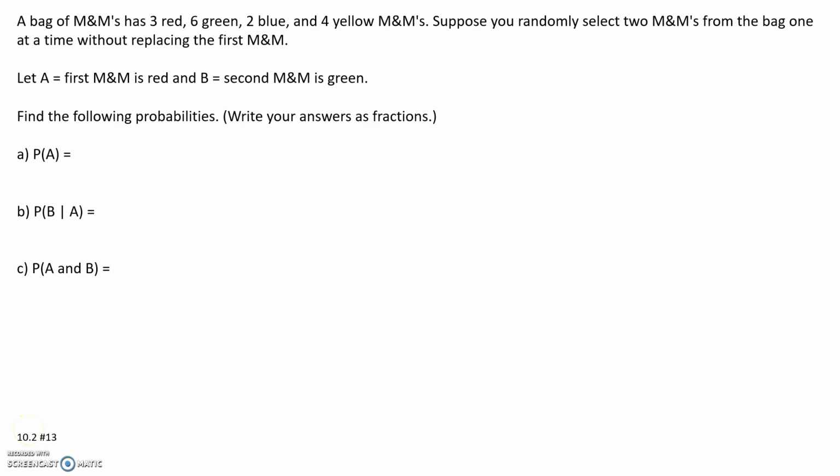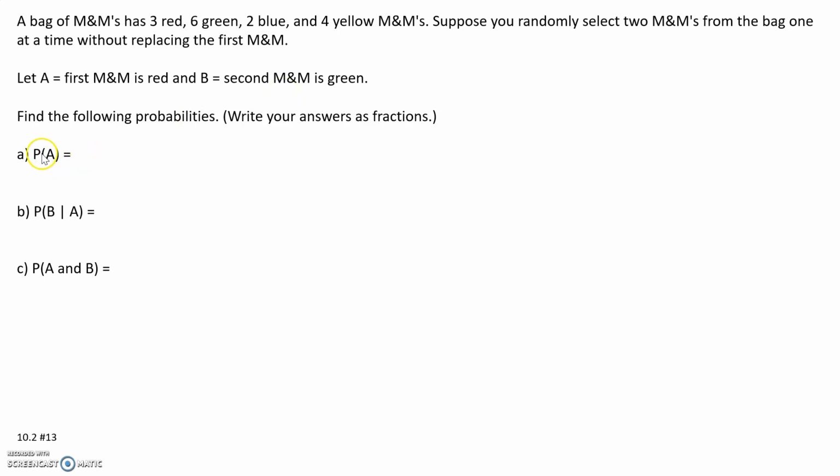A bag of M&Ms has 3 red, 6 green, 2 blue, and 4 yellow M&Ms. Suppose that you randomly select 2 M&Ms from the bag, one at a time without replacing the first M&M. So we're going to let A equal the event that the first is a red M&M, and B the event that the second is a green M&M.